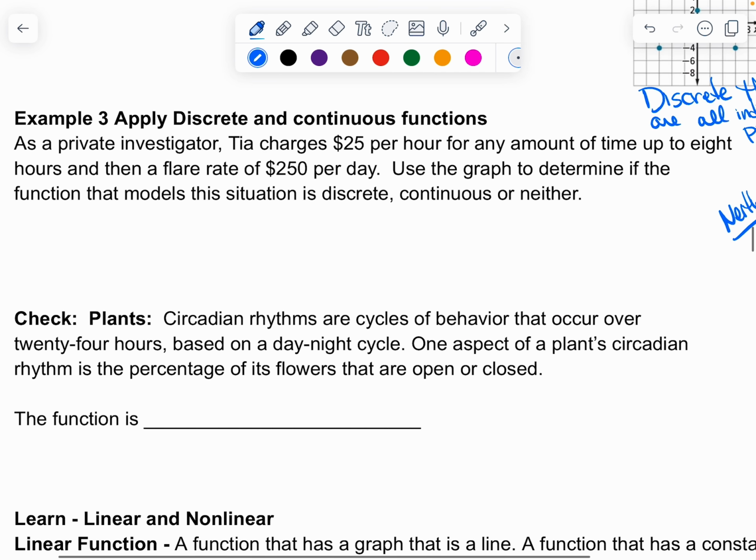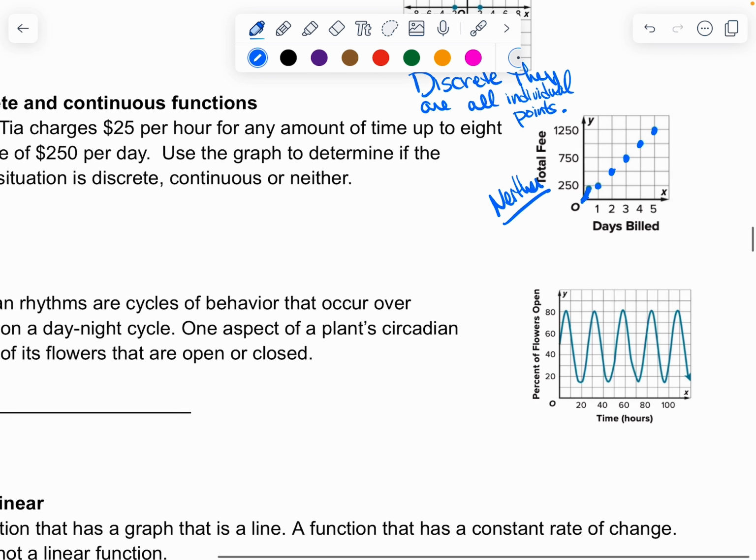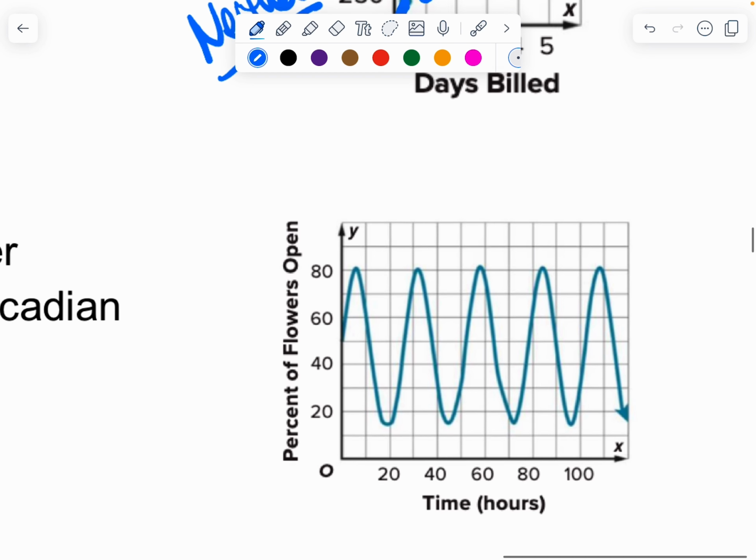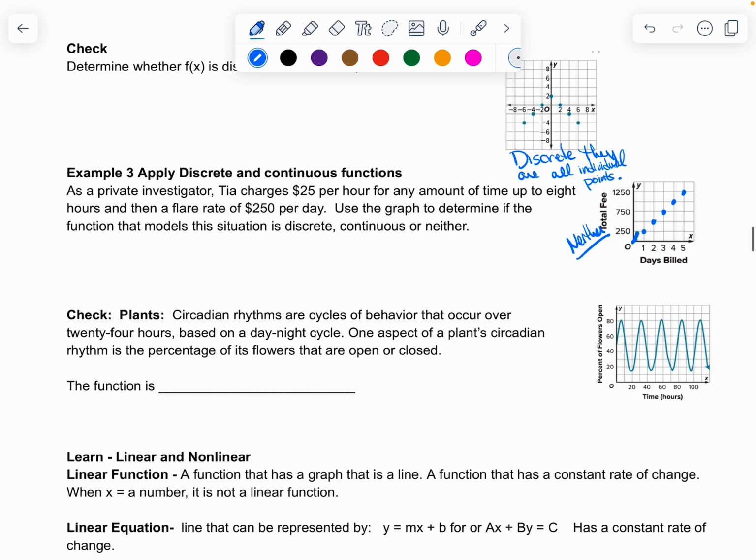Okay, next. Circadian rhythms are cycles of behavior that occur over 24 hours based on a day-night cycle. One aspect of a plant's circadian rhythm is the percentage of its flowers that are open or closed. So we have this right here. Is that discrete, continuous, or neither? Well, if I follow it, I don't ever pick up my pencil. So that means it is continuous.